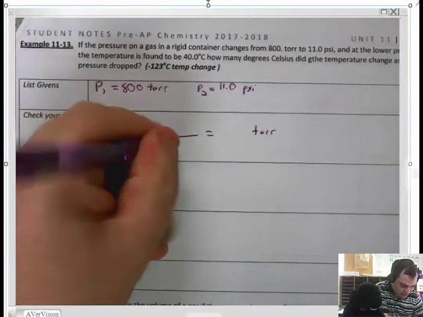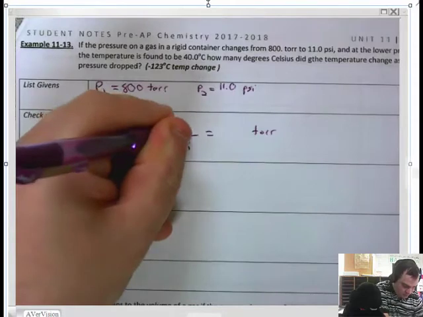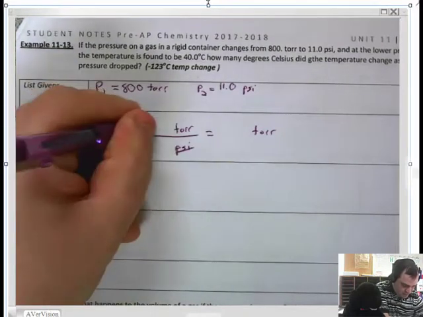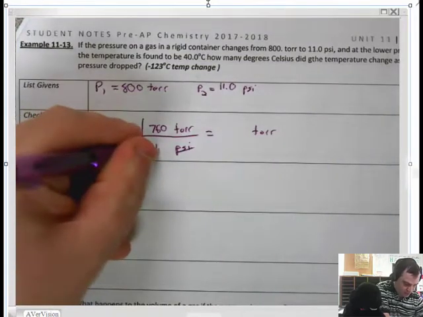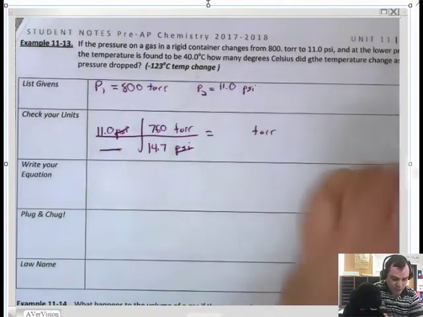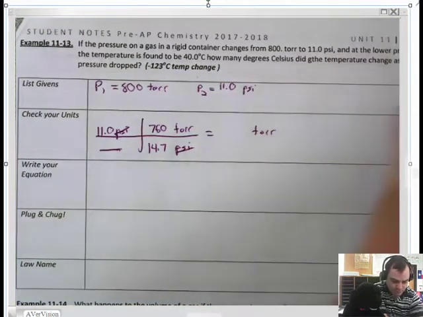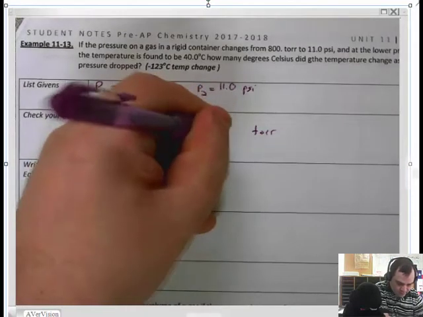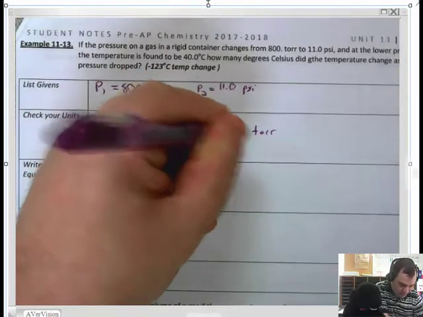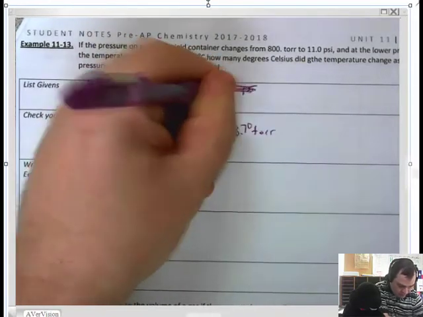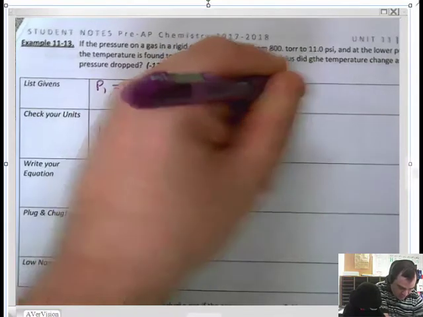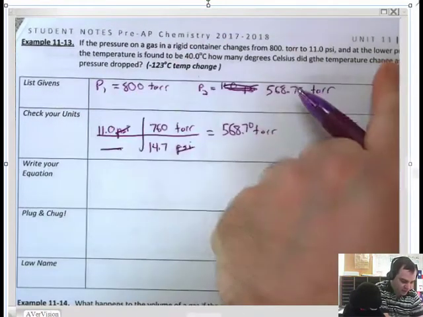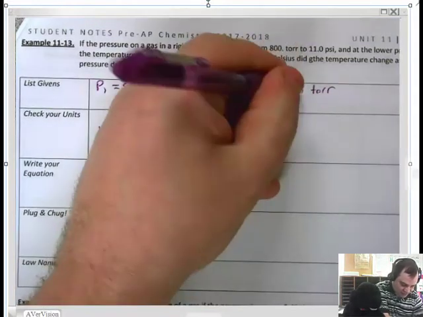Psi on the top, psi on the bottom. What are we going to convert to? Torr. This is 760. This is 14.7 according to the formula chart. We're going to solve that, and we get 568.70 torr. So we're going to cross this number out and put 568.70 torr. So now I know that the lower pressure is 568.70 torr.